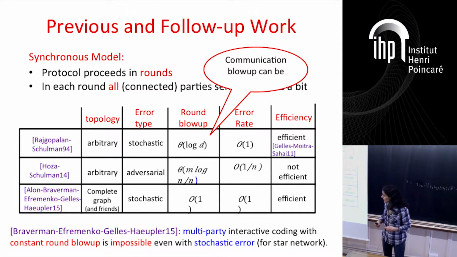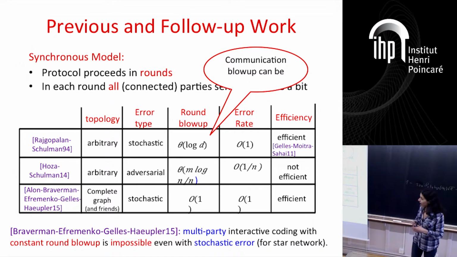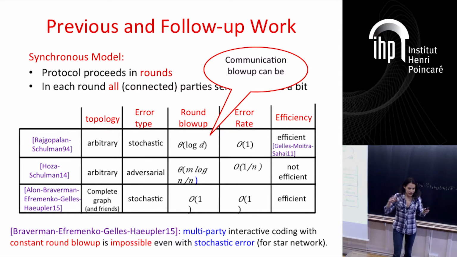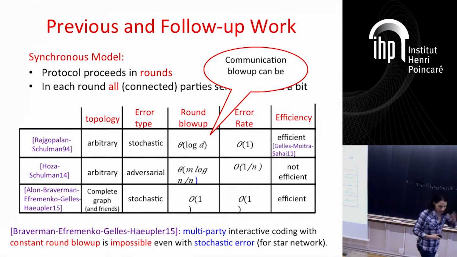Then very recently, there's a new and very nice work by Alon et al. And they assume a complete graph. Okay, so in particular, you can think of a star, but it's more general than a complete graph. It's a friend of complete, so close to complete. It's a little more general than the complete graph. It's again for stochastic error.